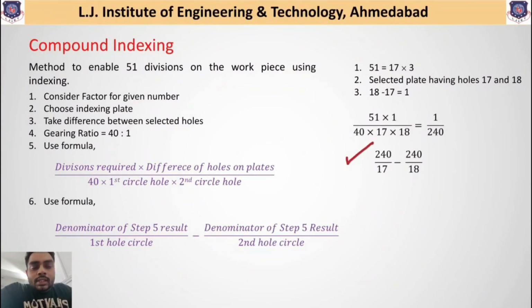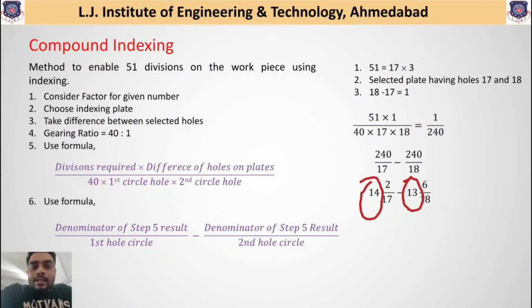That is 240 divided by the first hole circle, that is 17, minus 240 divided by 18, that is the second circle. So just try to convert it into another form that we have discussed, and you will get another form as 14 and 2 divided by 17 minus 13 and 6 divided by 18. And now as you can see over here, there is a difference. One is 14 and another is 13.